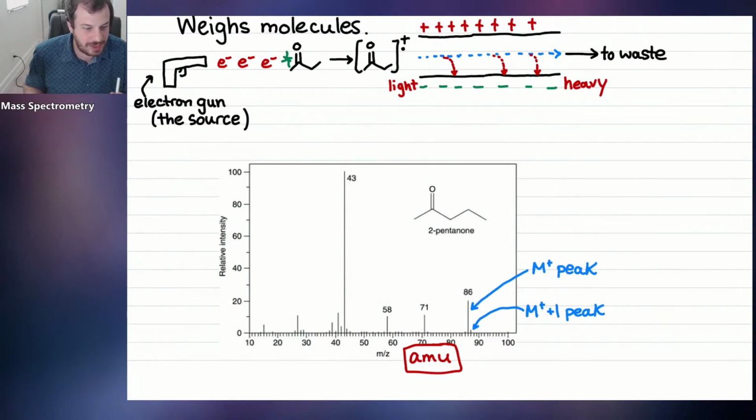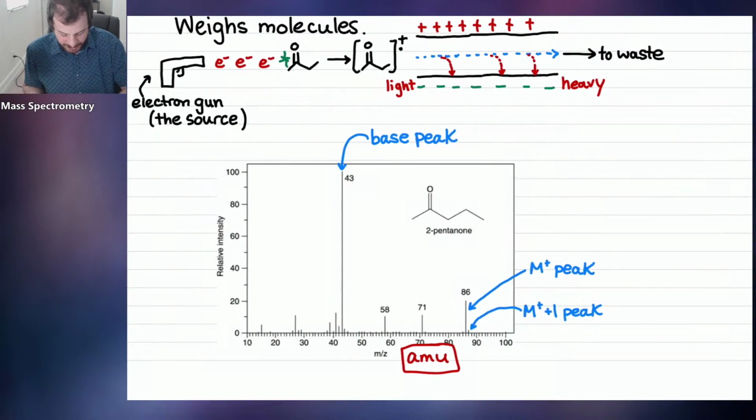Okay, and there's one other peak I want to mention here, and that is going to be 43. Notice this huge tall peak. Sometimes it'll be in the middle, sometimes it'll be at the top. You never quite know where this tallest peak is going to be, but this one is called the base peak. Wherever the tallest peak is, that one is called the base peak.